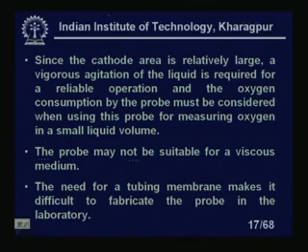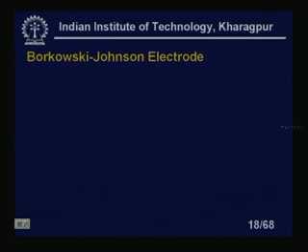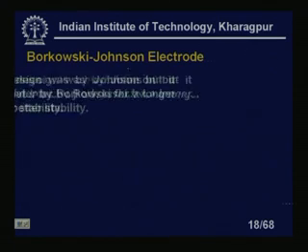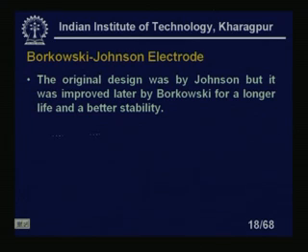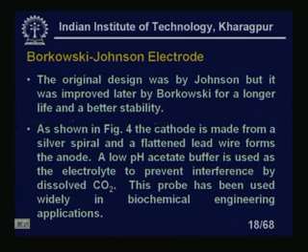The need for a tubing membrane makes it difficult to fabricate the probe in the laboratory. This is another problem, unlike the Clark electrode, which is very simple to make. Now the Borkowski and Johnson electrode. The original design was by Johnson, but it was improved later by Borkowski for longer life and better stability. As shown in figure 4, the cathode is made from a silver spiral, and a flattened lead wire forms the anode. A low pH acetate buffer is used as an electrolyte to prevent interference by dissolved carbon dioxide. This probe has been used widely in biochemical engineering applications.